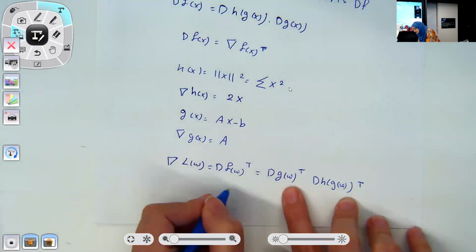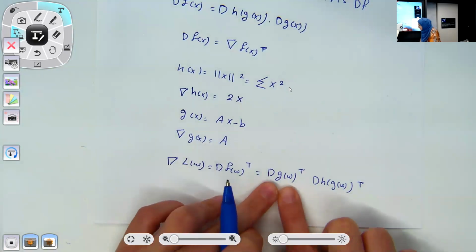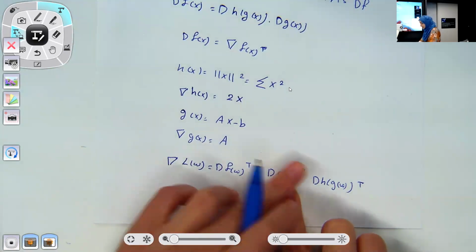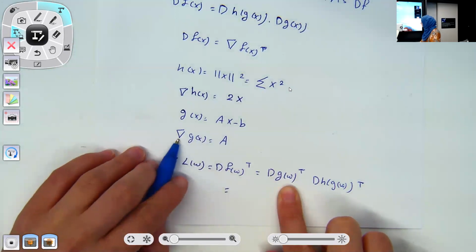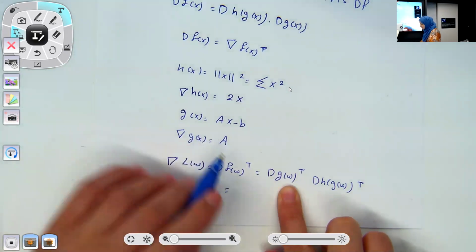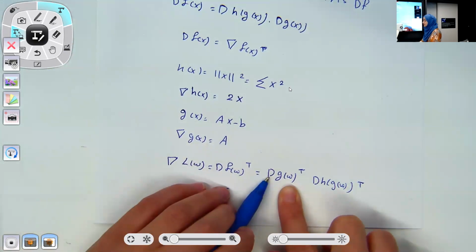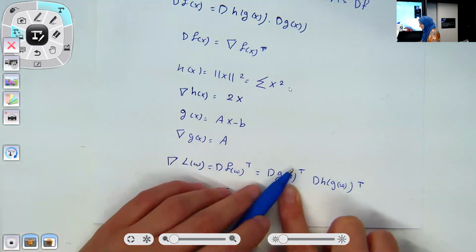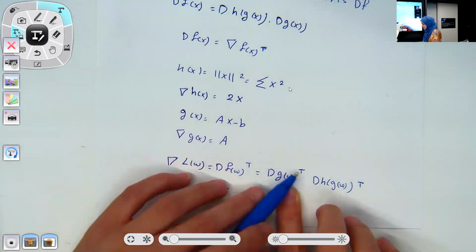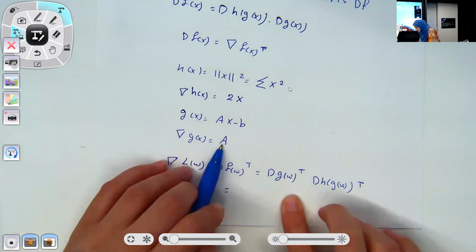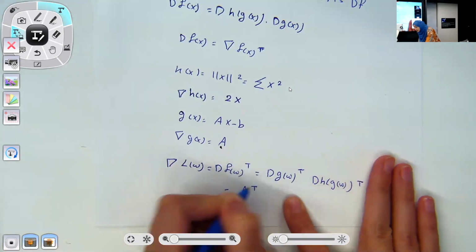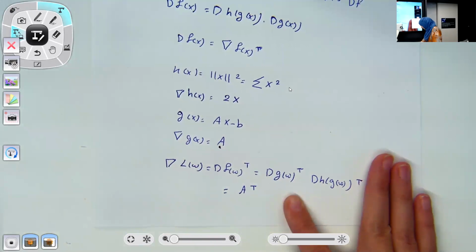Now we need to substitute. What's the Jacobian of g of omega transpose? We find here the gradient of g of x equals a. So this is the same as the Jacobian of g omega. We just need to take the transpose of this matrix. This is equal to a transpose, okay?